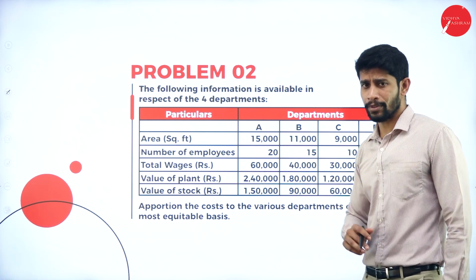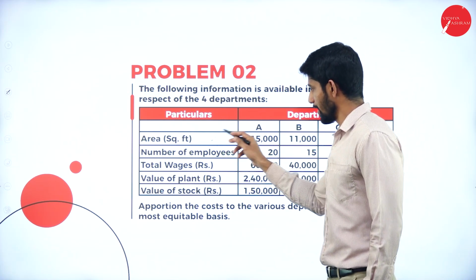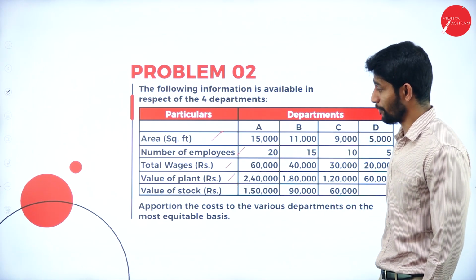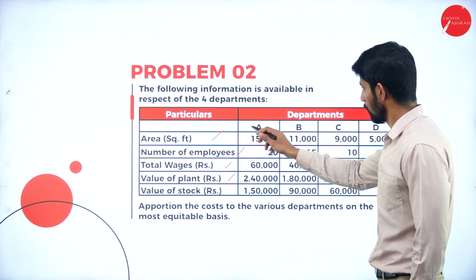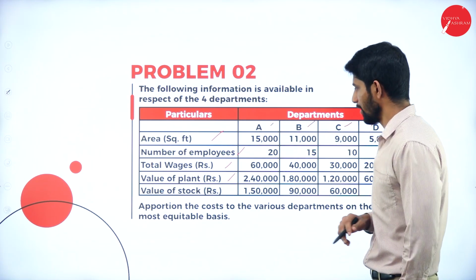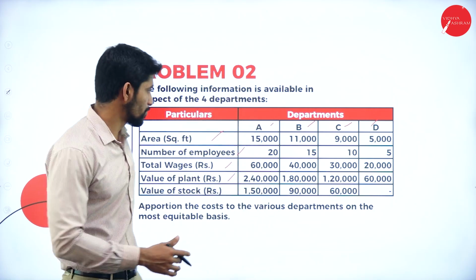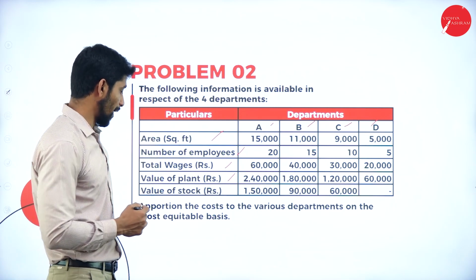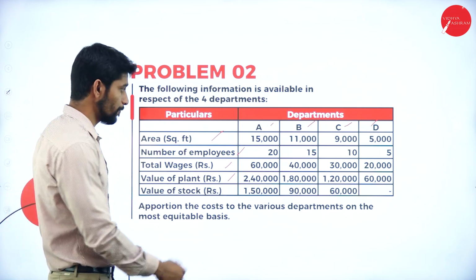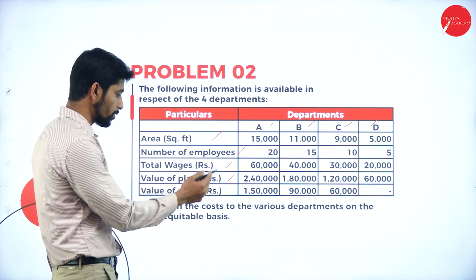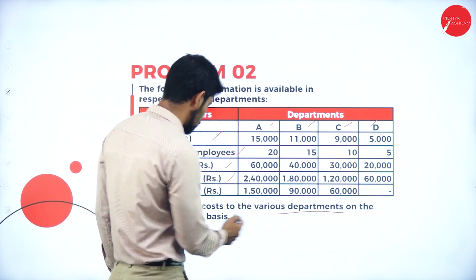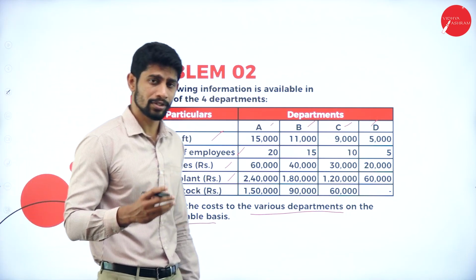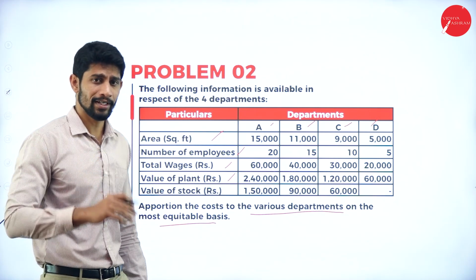So now a few more pieces of information are given. Area, number of employees, total wages, value of plant and value of stock are also given for departments A, B, C and D. So apportion the cost to the various departments on the most equitable basis. By using this you are supposed to find out the expenditures of different departments.